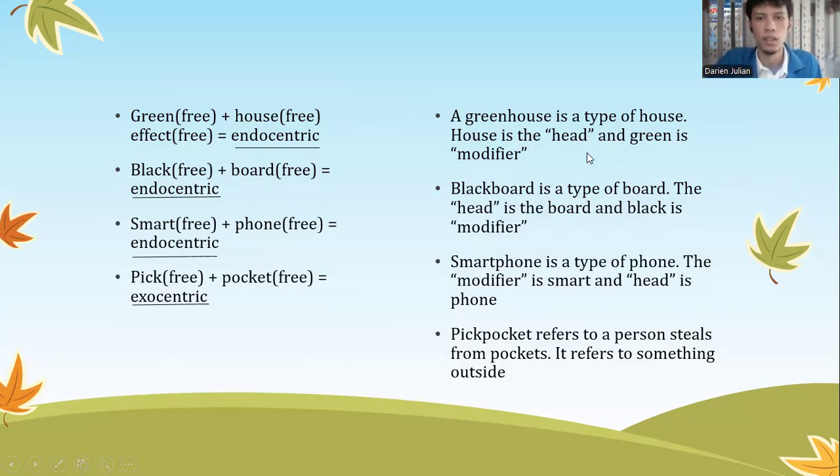A greenhouse is a type of house. House is the head and green is the modifier. Blackboard is a type of board. The head is board and black is the modifier. Smartphone is a type of phone. The modifier is smart and the head is phone. Pickpocket refers to a person who steals from pockets. It refers to something from outside.